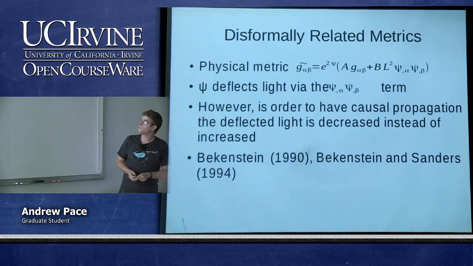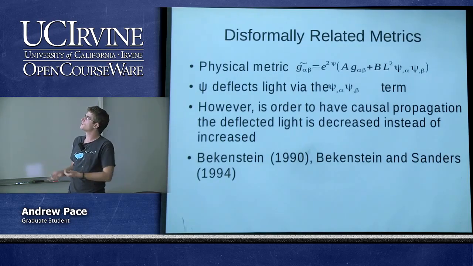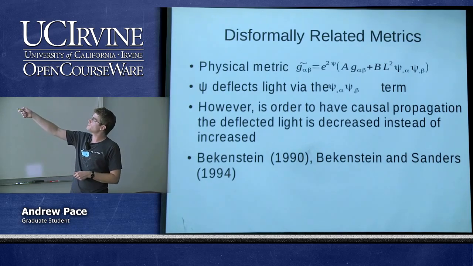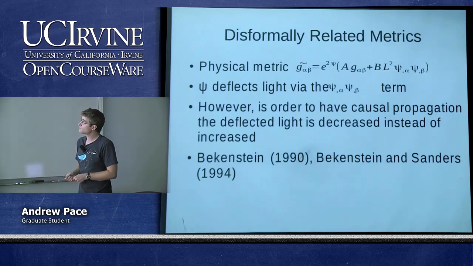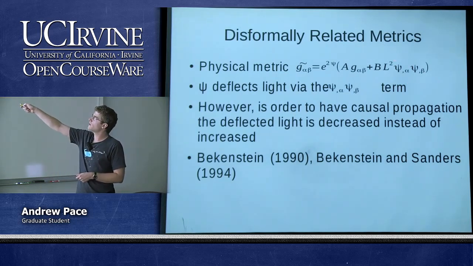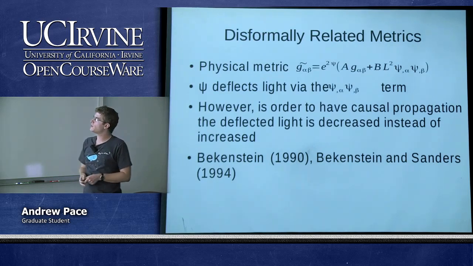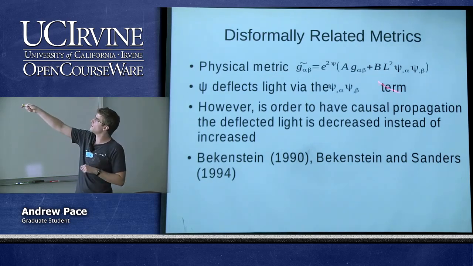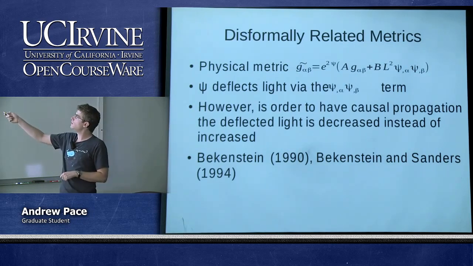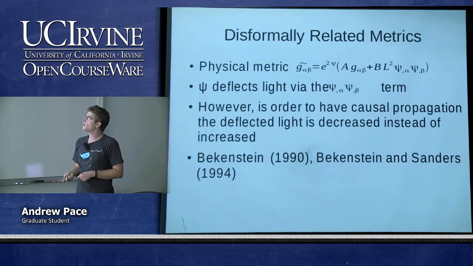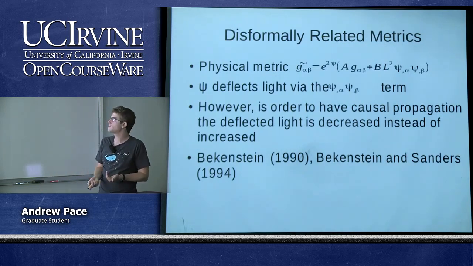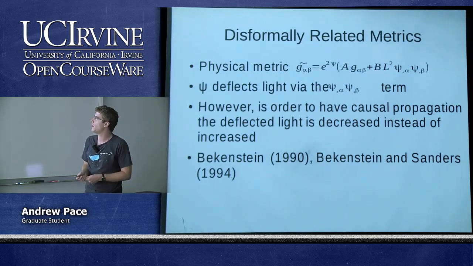Okay. So the next kind of idea here, this is kind of a group of theories. This one is a disformally related metric. So this last term is your disformal term. And so this term is kind of tacked on, and then this will give you gravitational lensing via this last term here. The only problem with this is that when you work it out, in order to have deflected light increased, like we need for gravitational lensing, it'll actually decrease it if you want causal propagation. So this is kind of ruled out also.